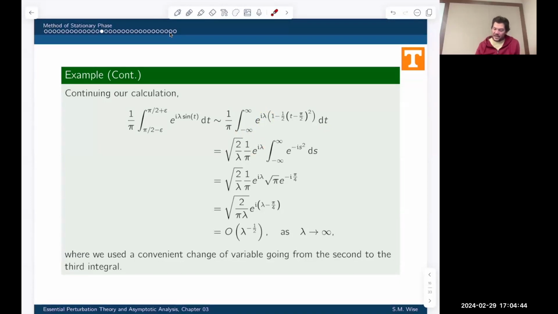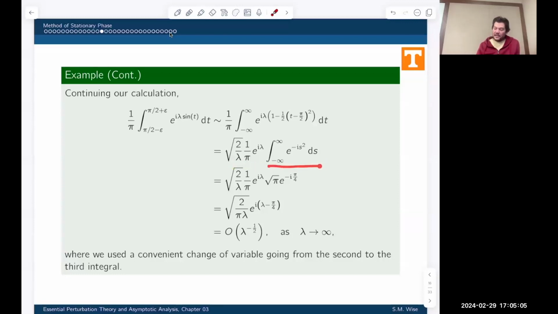And now I'm going to do a change of variables otherwise. I'm going to do the change of variables that sets s squared equal to one half times t minus pi over 2, squared. And then, of course, I shift my interval of integration again. After a change of variables, I hope you agree that I can get that.